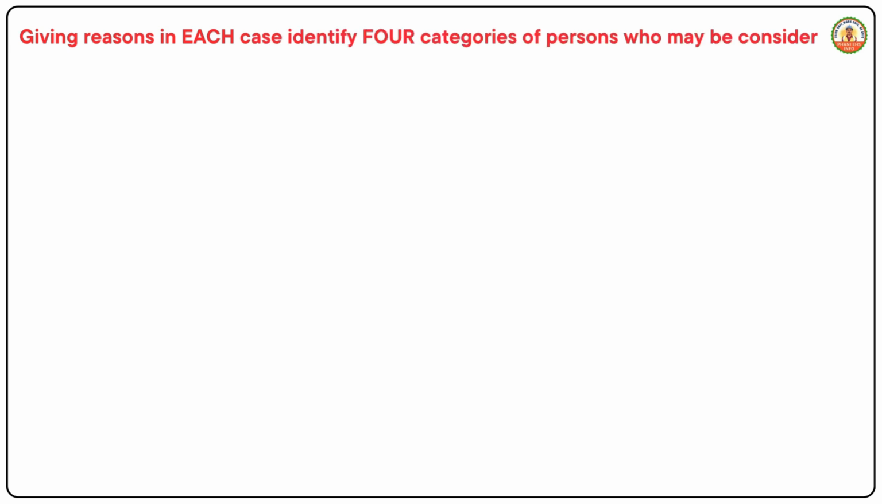Giving reasons in each case, identify 4 categories of persons who may be considered a useful member of an internal accident investigation team.